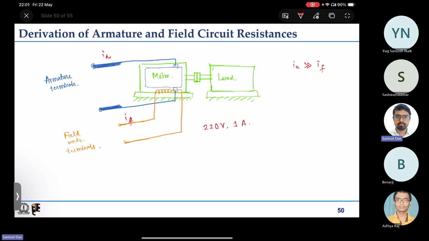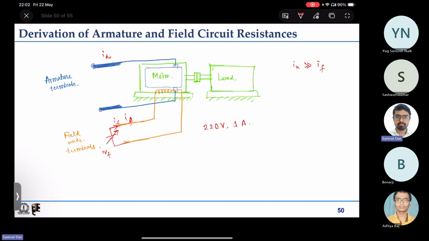If you want to find that experimentally, you connect a controllable variable DC source, some VF, so that you can apply some voltage. You keep the armature winding open and keep everything else unexcited, except this field winding. Now you go on changing the field winding voltage and measure the current. You connect an ammeter and keep on measuring the current.